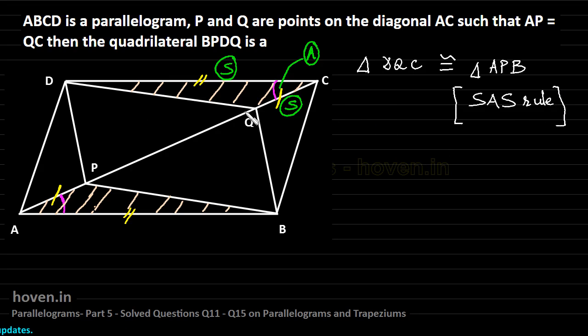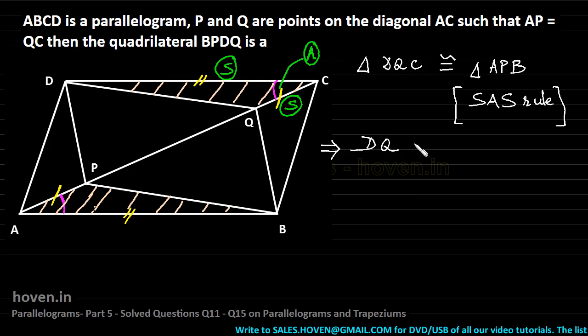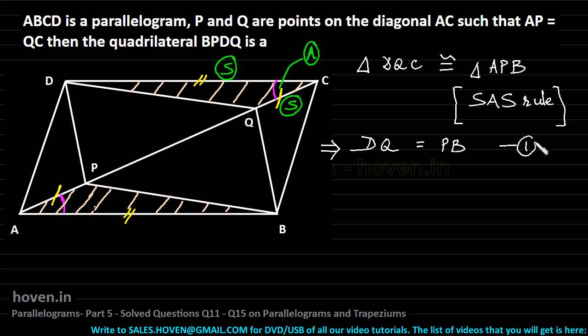Since these two triangles are congruent, the side DQ should be equal to the side PB. The corresponding sides should be equal to each other. So we can write, which implies DQ is equal to PB. This is one equation with us.